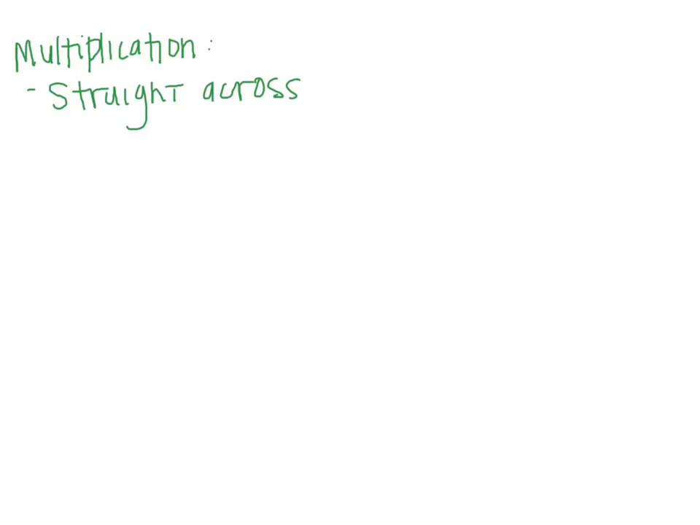So for our example, when we multiply 3/7 times 5/9, I know to multiply straight across, so I'm just going to take that 3, multiply it by 5, 7, multiply it by 9, and that is going to give me my answer of 15/63.